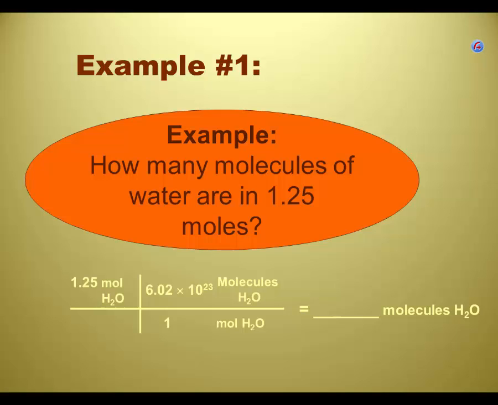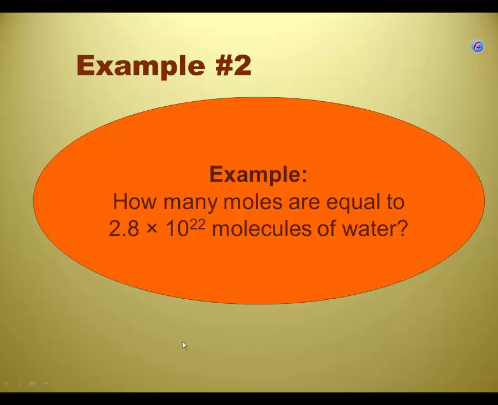We multiply 1.25 times 6.02. That gives us 7.53, and we bring over the 10 to the 23rd. Now, remember, if it was 75, we would have to convert it to proper scientific notation. So let's do another example.